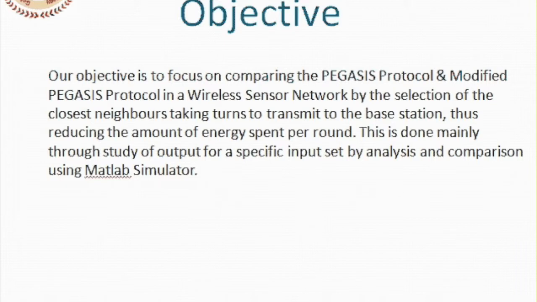The main objective of our project is to study, evaluate, and compare the performance of Pegasus, which is the single chain Pegasus that we have taken, with the modified version of the Pegasus routing protocol, where the modified version is a multi-chain based Pegasus protocol.